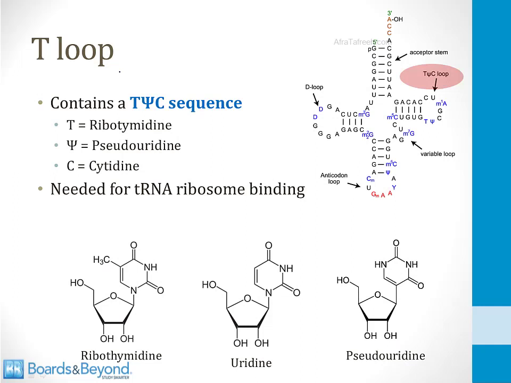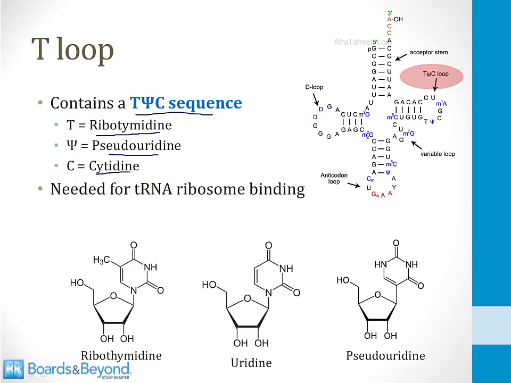Now let's talk about the T loop. This portion of tRNA gets its name because it contains a sequence of RNA called the T-psi-C sequence. The T-psi-C stands for ribothymidine, that's the T, the psi is pseudouridine, and the C is cytidine.